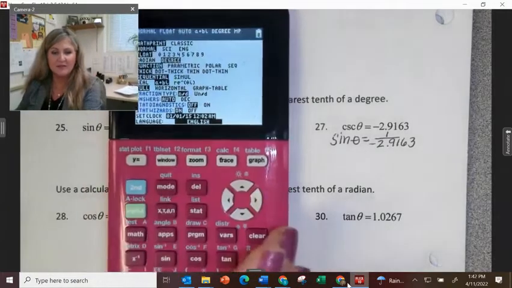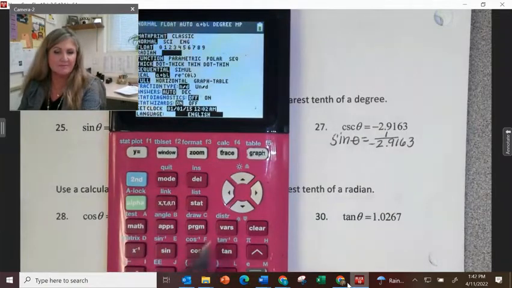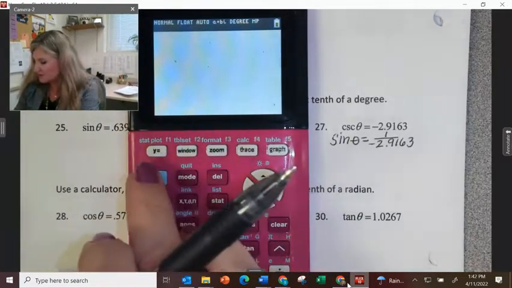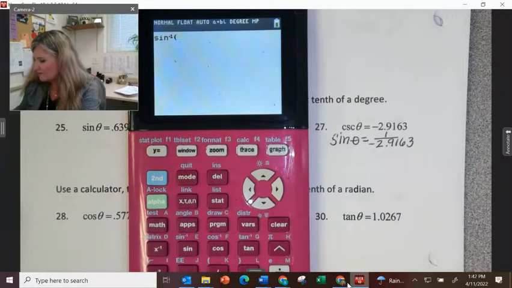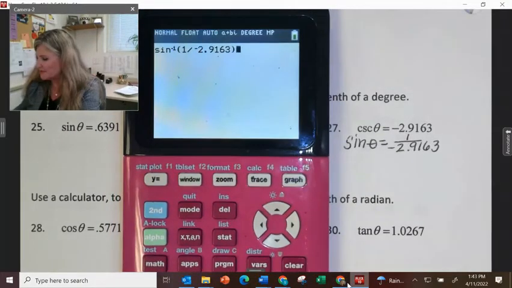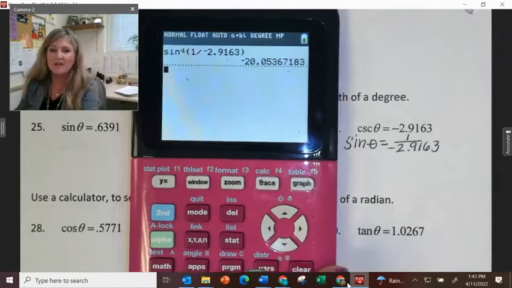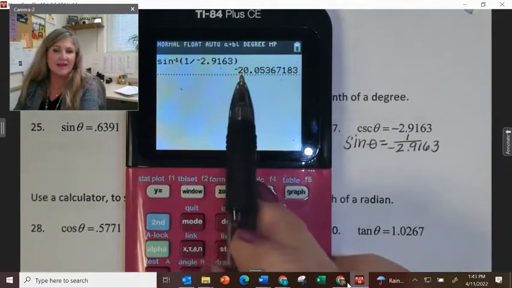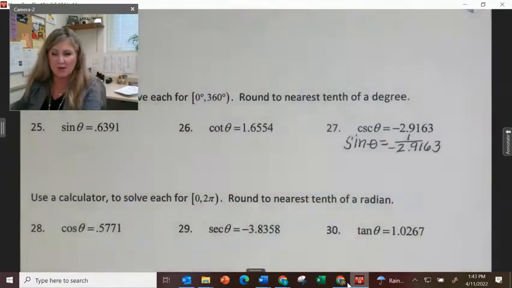How do I find the angle? What did I say I would have to push? Do I just push sine or do I do inverse sine? Inverse sine. So I'm going to do second sine of 1 divided by negative 2.9163. Okay, I'm going to close those parentheses and push enter. I'm supposed to round the angle to the nearest tenth of a degree. So this would be negative 20.1.